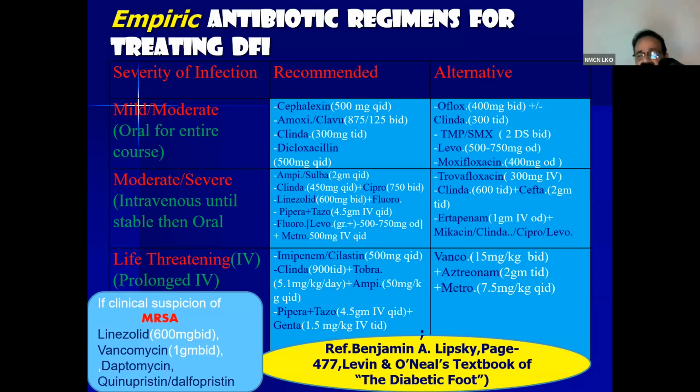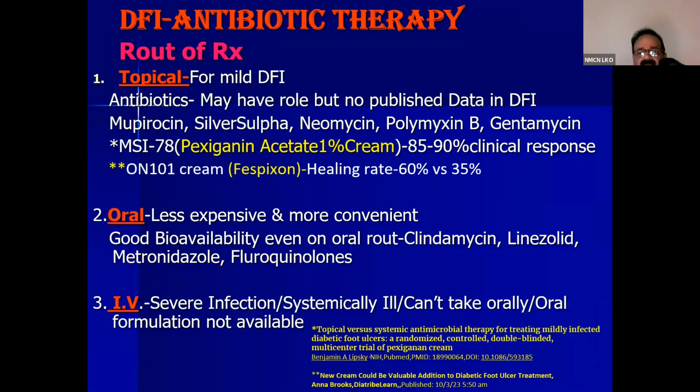Then for life-threatening infection, where the patient is in a toxic state, prolonged IV therapy is to be given, like imipenem, clindamycin, tobramycin, ampicillin, piperacillin-tazobactam, gentamicin, meropenem, and different others. But there are a number of medicines. If there is a clinical suspicion of MRSA, then you should give linezolid or vancomycin. Then of course daptomycin, quinupristin-dalfopristin can be given. These are all empiric antibiotic regimens.